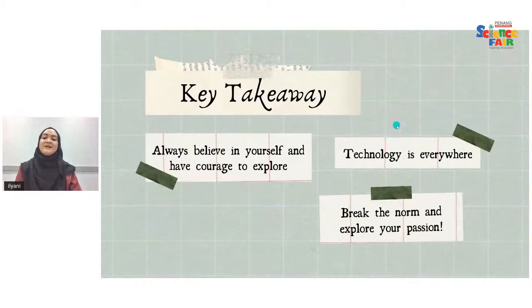I think the main reason why I managed to go through all these hurdles is because I always believe in myself, and you should too. Have courage to explore, as you can't confirm what you have today will stay with you forever. Technology is everywhere, and definitely there is so much more room for improvement and for innovations. So lastly, I just want to emphasize that we should normalize breaking the norm and be able to explore our passion. Honestly, I am so glad that I chose engineering, and I am looking forward to exploring different areas for my future careers. Yeah, that's all for me. Back to you, Ailey.